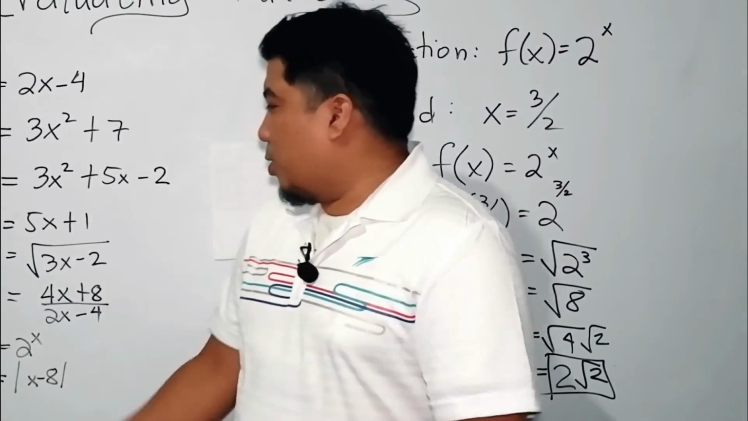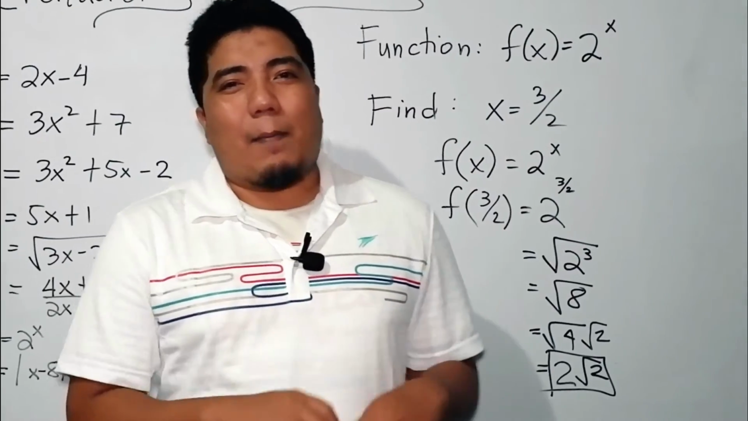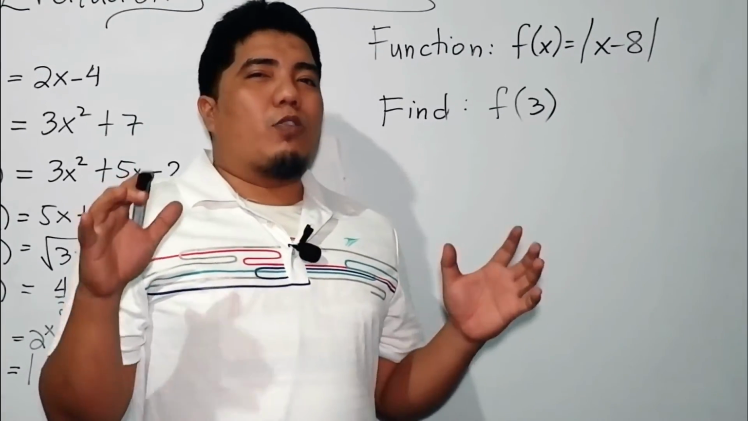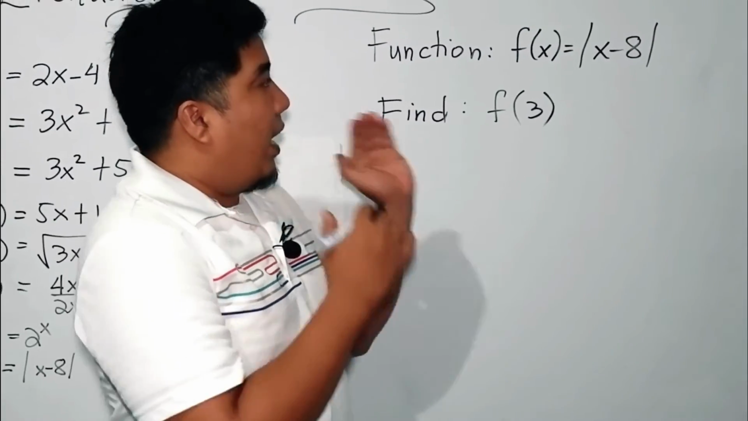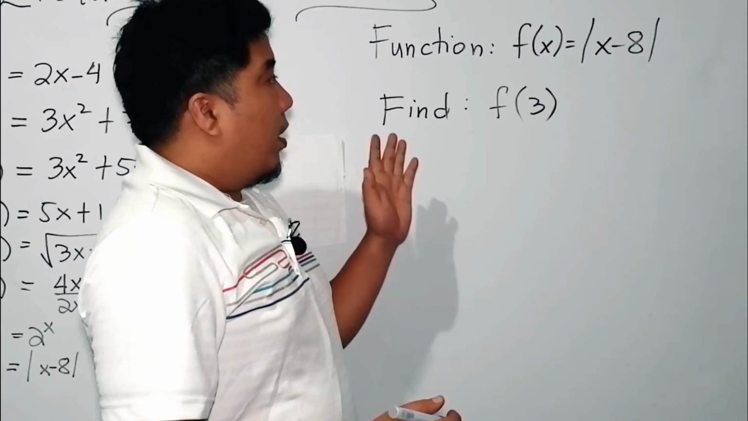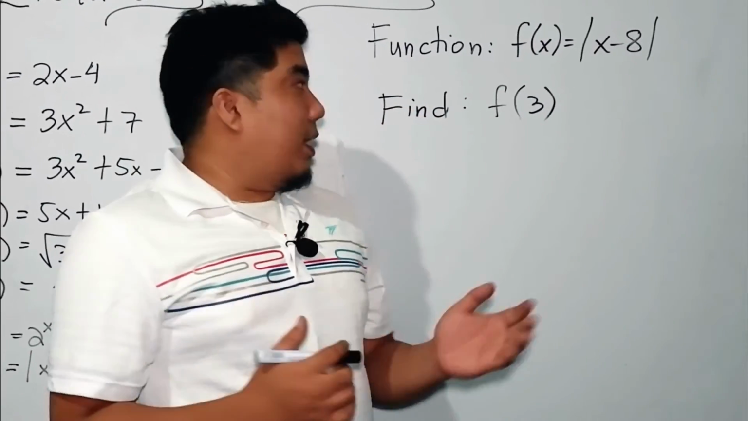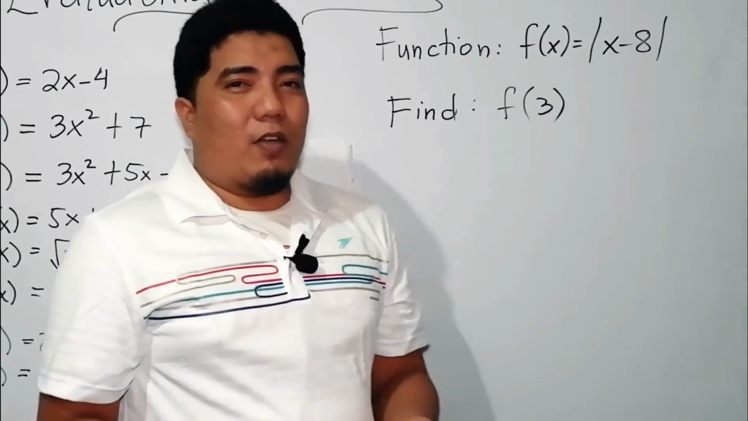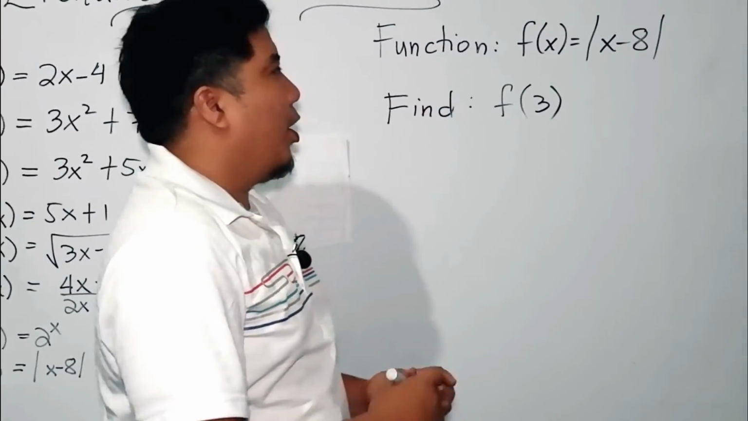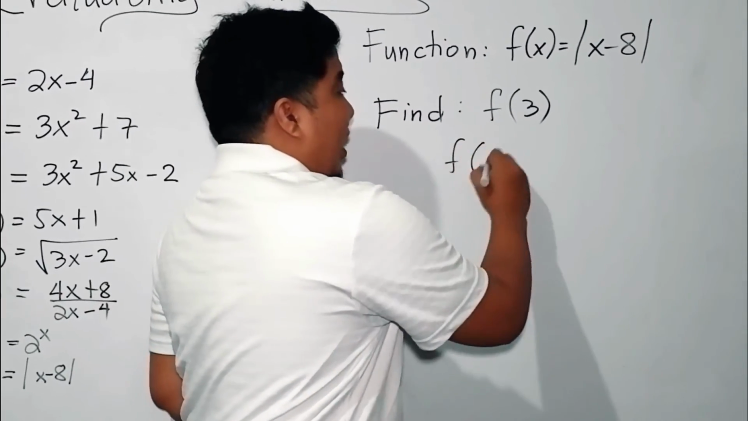Okay, now let us go to our final example if we have an absolute value. Okay, math learners, we are now to our final example. We have f of x is equal to the absolute value of x minus 8. And our problem is that we need to find f of 3, or the value in which our x is 3. Okay, so what do we do here? Same goes.